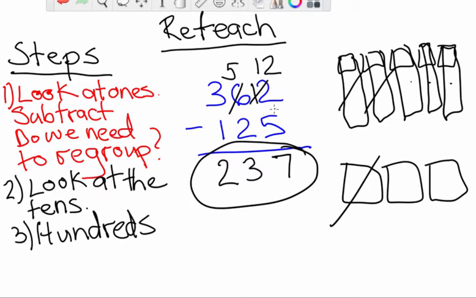Go ahead and finish the problem for yourself there. Pause the video, and then we'll come back and we'll take a look at another problem.